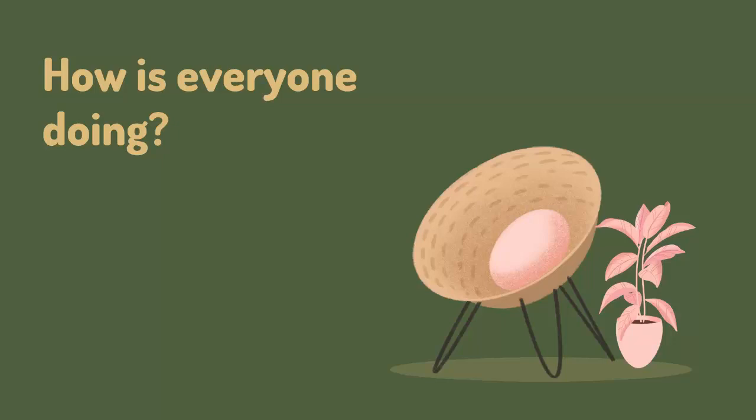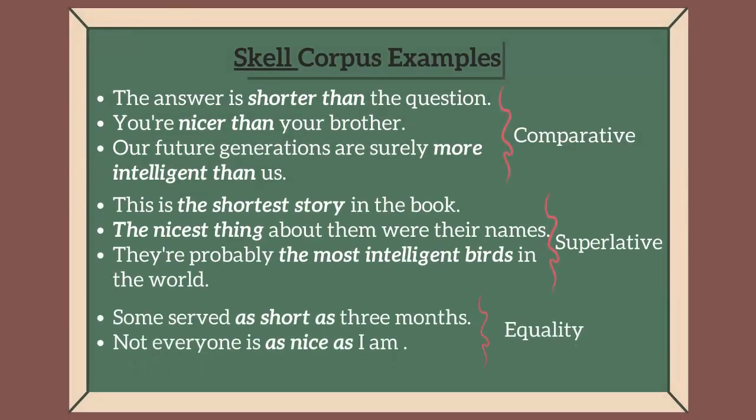Let's start. Let's look at some scaled corpus examples. The answer is shorter than the question. You are nicer than your brother. Our future generations are surely more intelligent than us. We use the comparative form here.